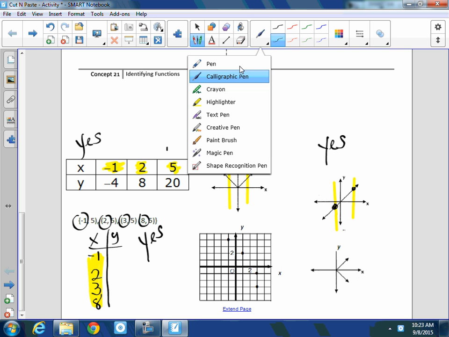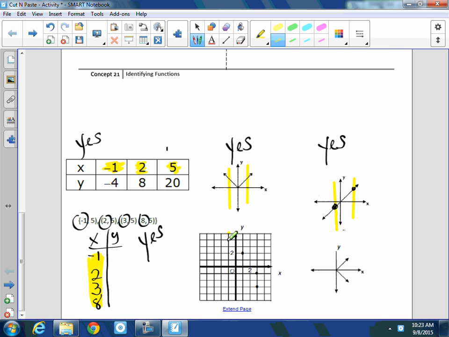Okay. Now let's do the vertical line test on this one. That point is okay. That point is okay. Look at this too. That vertical line is hit twice, here and there. So this would be a no. Vertical line test for that one hits it twice. So that would be no.